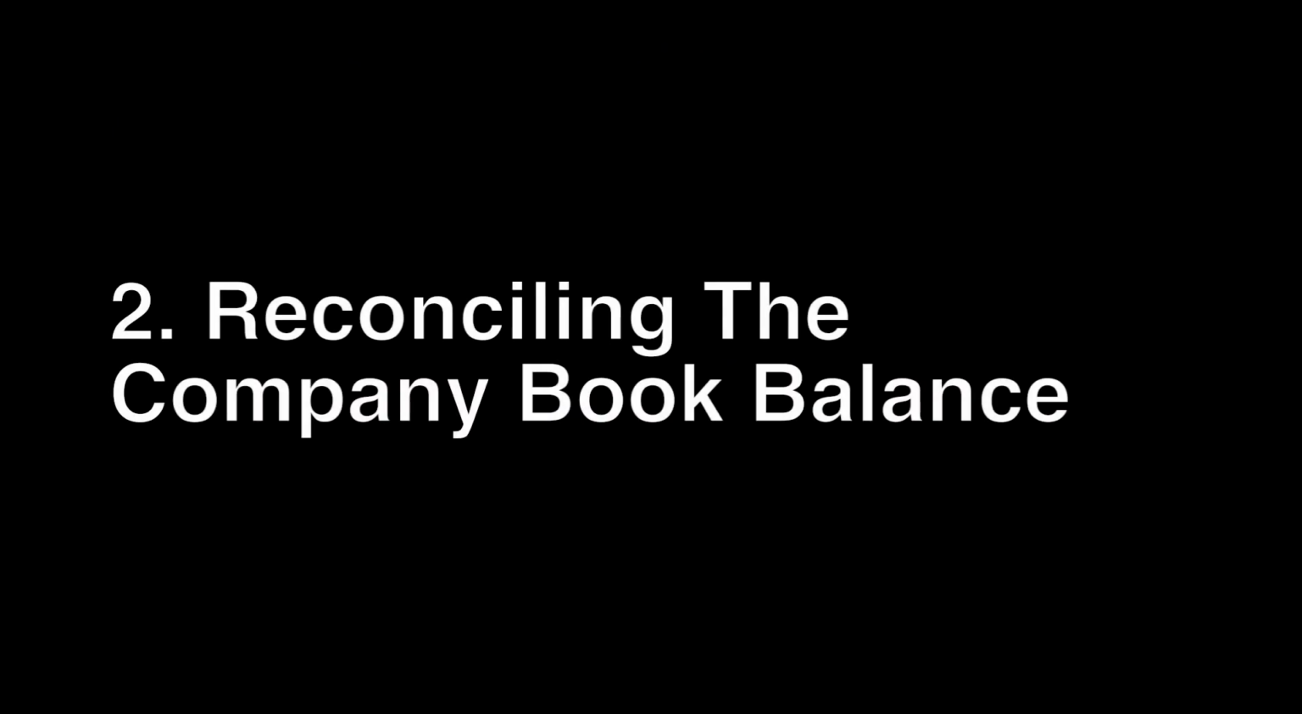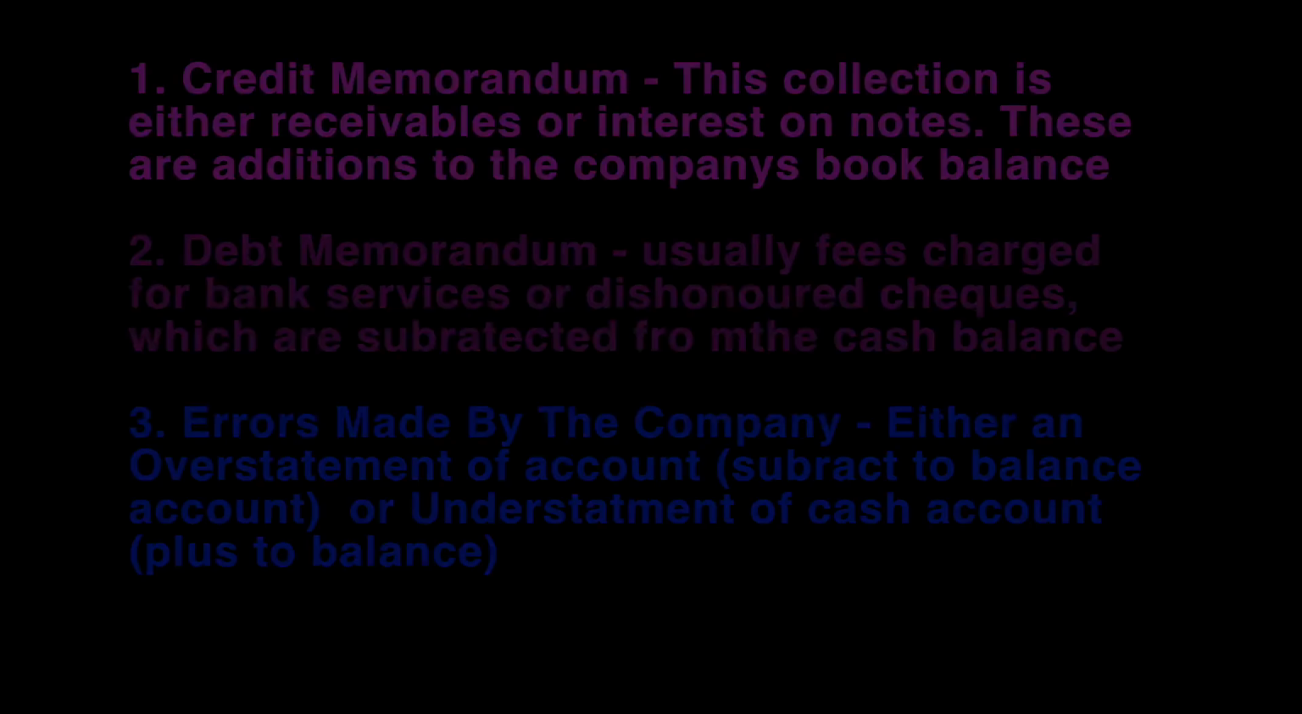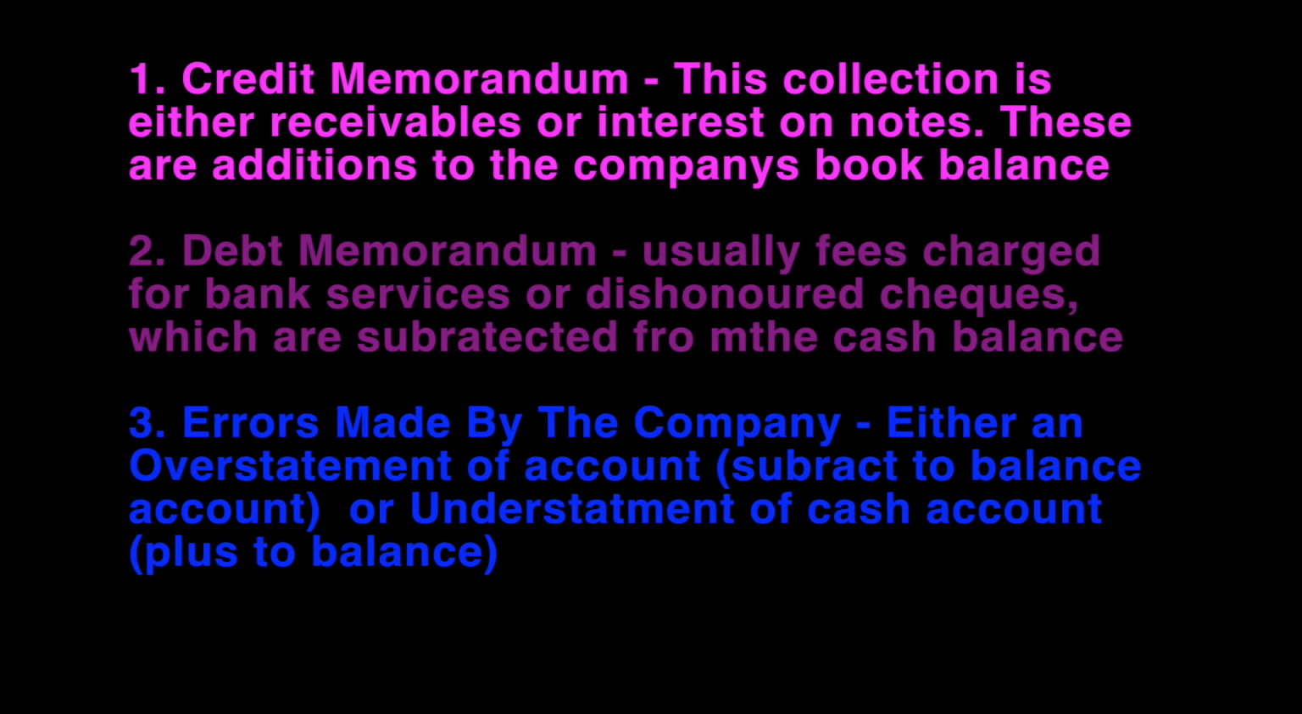Step 2 is reconciling the company book balance. This is where the company adjusts their books to match the bank's. There are three reasons why they may not match. First, credit memorandum. This is where the bank collects cash on behalf of the company. This collection is either receivables or interest on notes. It is in addition to the company's book balance.